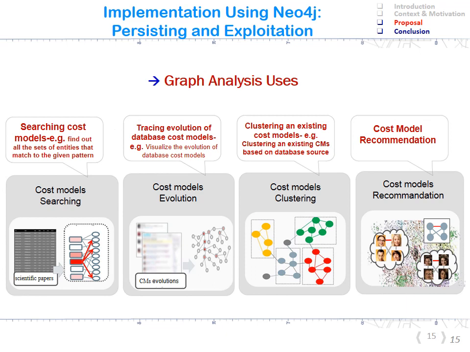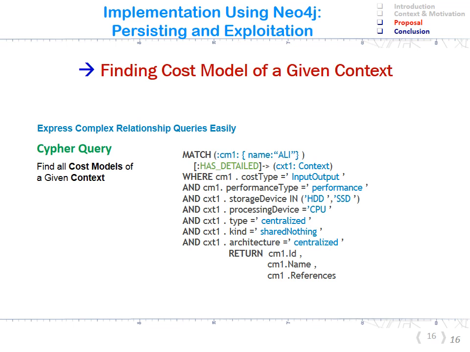We have considered 4 easy scenarios of exploration: finding cost models for a given context, visualizing how the cost models are related and tracing their evolution, clustering the existing cost models based on criteria, and cost model recommendation. Let's consider the following example where the researcher comes up with a manifest to find all cost models of a given context. You can see an example of the graph query in the Cypher language to get information and return the cost model ID, name, and reference paper that match the context with detailed information.